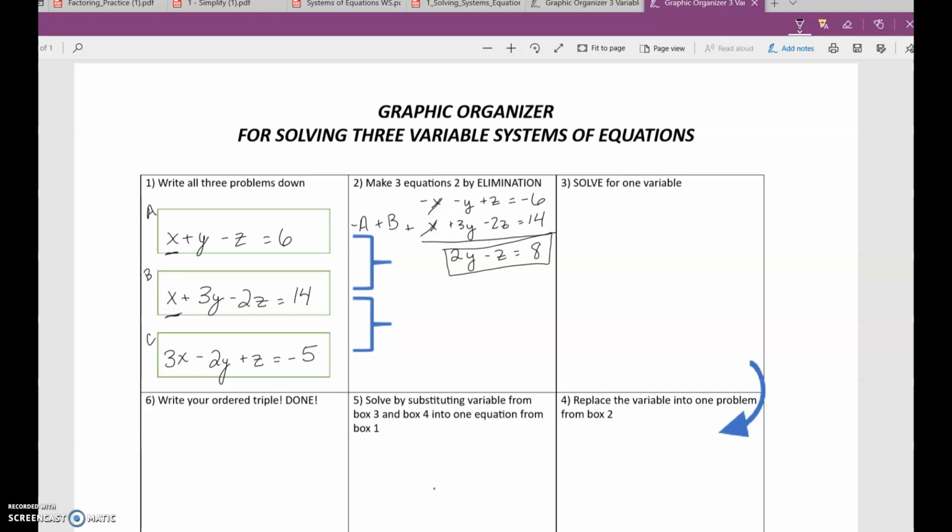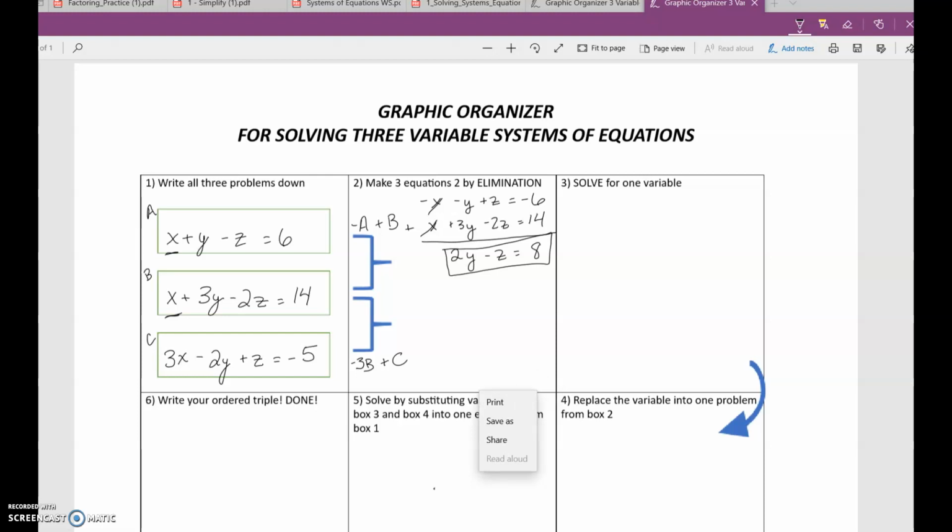Now the next equation needs to have only y and z in it as well. So I need to somehow combine that third equation. I'm just going to combine B and C together. But in order to combine them, I need to multiply B by -3 in order to get that x to cancel out. So -3 times B, and I'm going to add that to the original of C.